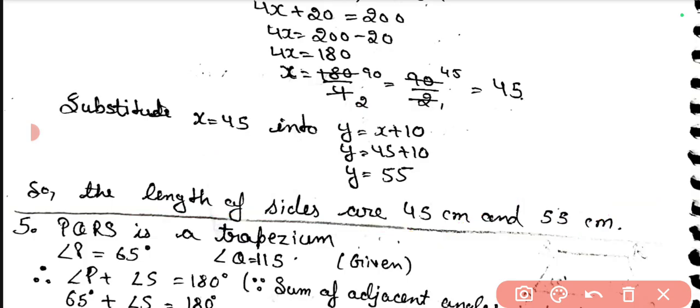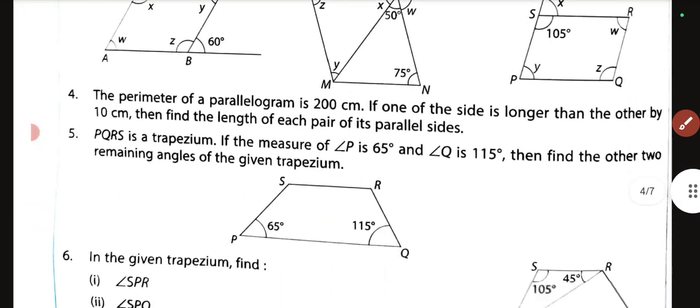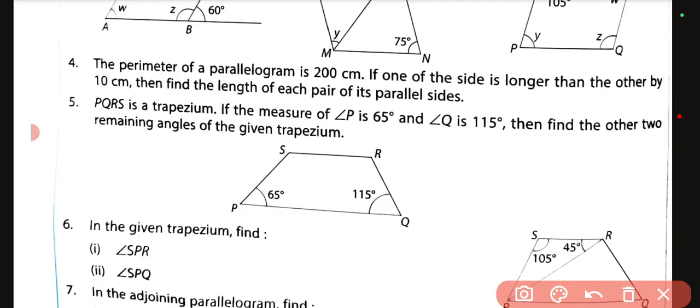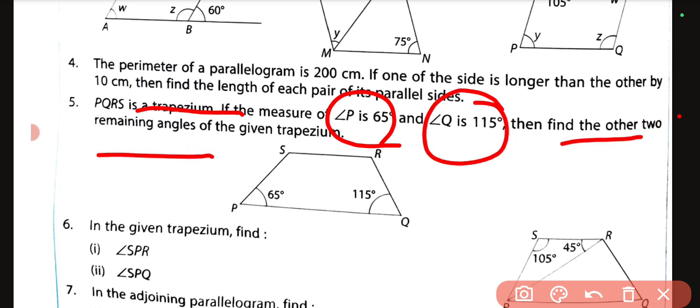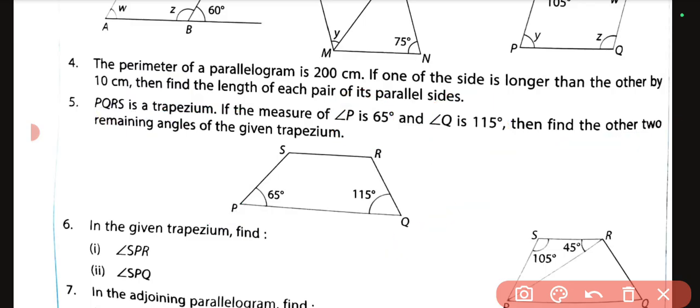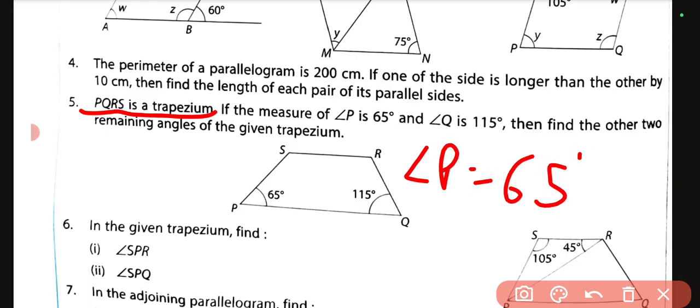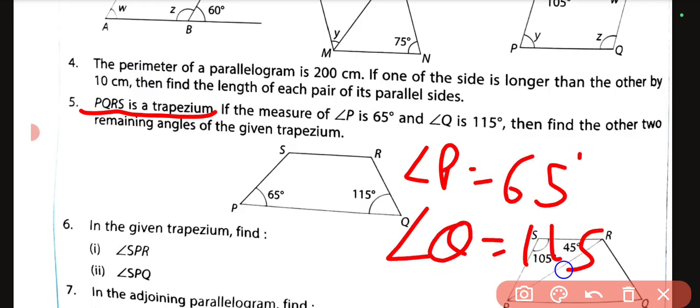Now question number 5. Read the statement of question number 5. PQRS is a trapezium, and what is the value of P? 65. What is the value of Q? 115. We have to find the remaining angles. Angle P is given, angle Q is given. Firstly, you write PQRS is a trapezium, angle P is equal to 65, angle Q is equal to 115 degrees.